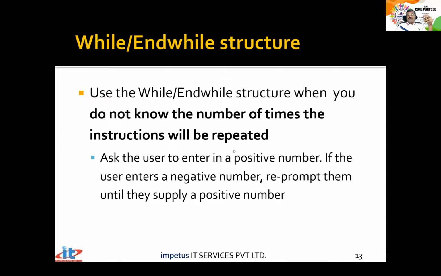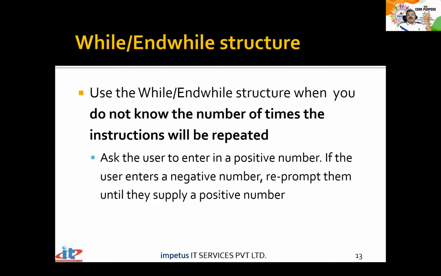If you do not know whether I should perform this operation 4 times, 5 times, 10 times, in that case, you should go in for this loop. In such a case, we ask the user to enter a positive number. If the user enters a negative number, reprompt until they supply a positive number. That means we keep accepting numbers from the user until the user enters a positive number. Now, do you know when the user will enter a positive number?